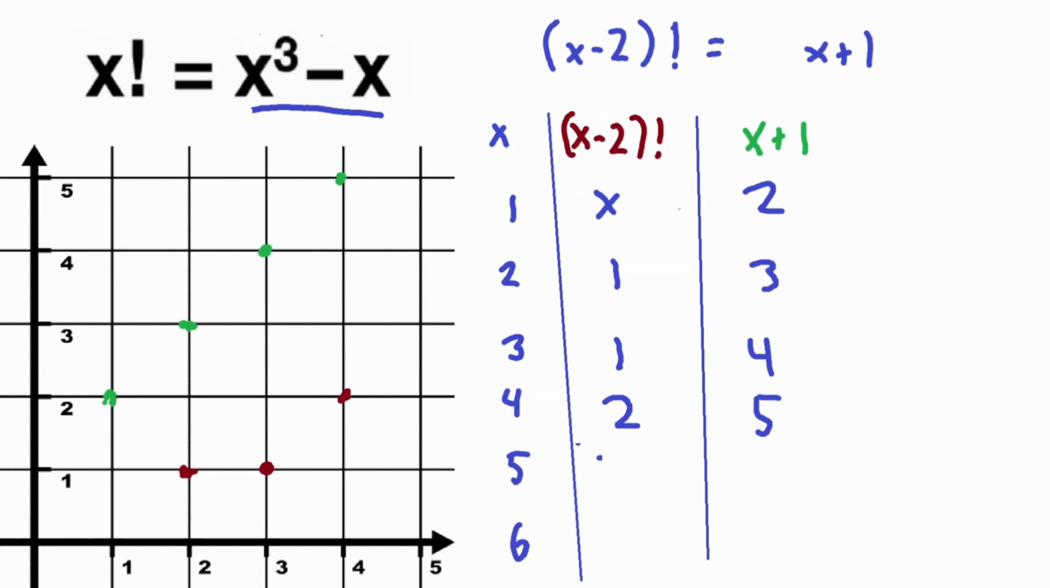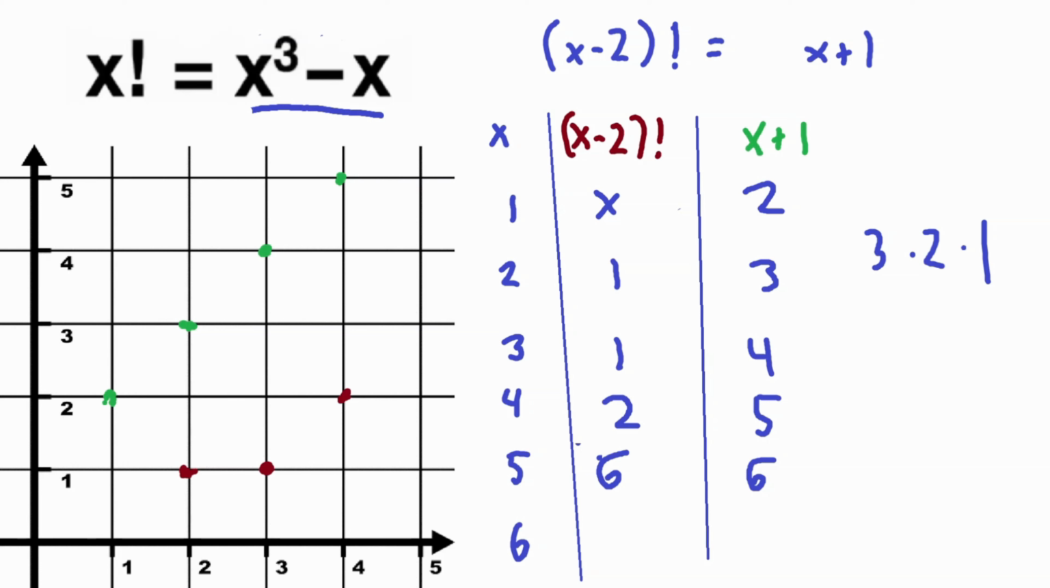And now for x is equal to 5, when we plug 5 into the red equation, we get 5 minus 2 is equal to 3. So 3 factorial is equal to 3 times 2 times 1, which is equal to 6, right? And then for the green equation, when we plug in 5 for x, we get 5 plus 1, which is also 6. So here you already notice that they have the same y value.